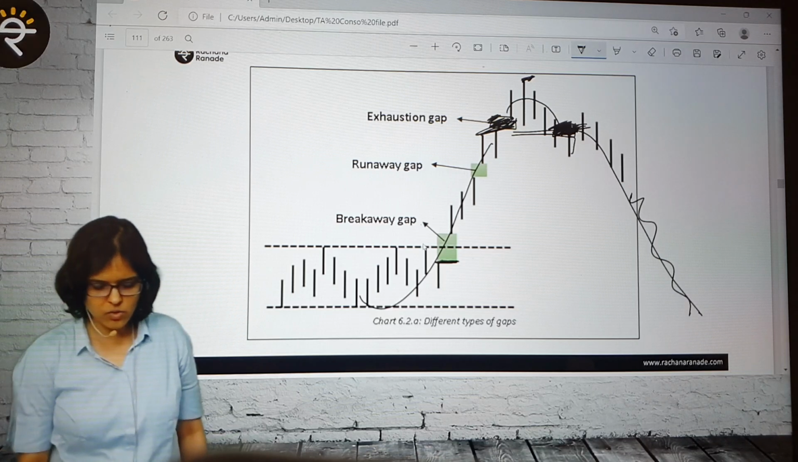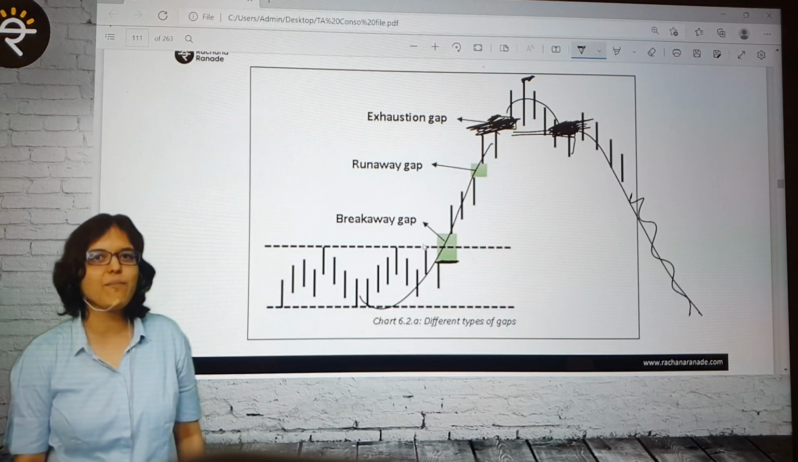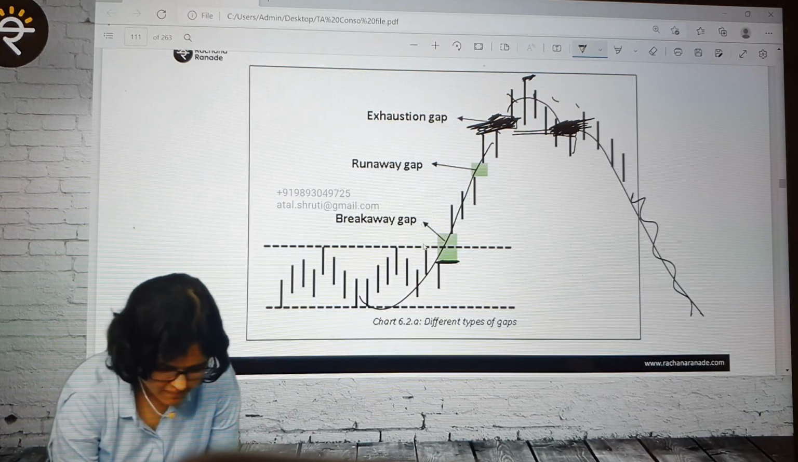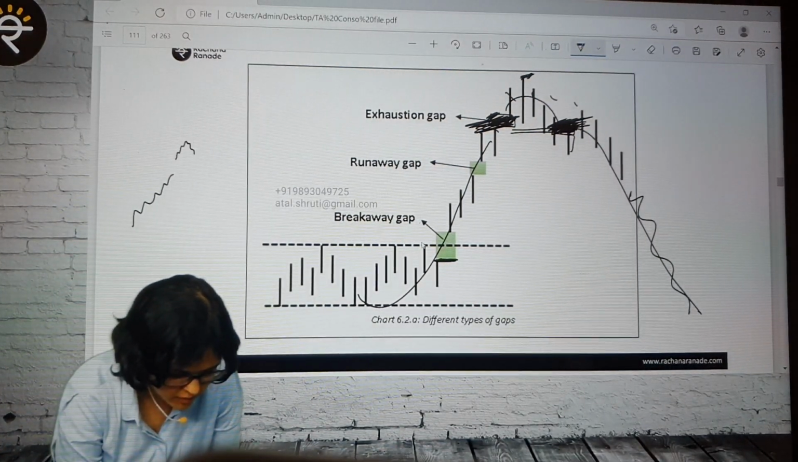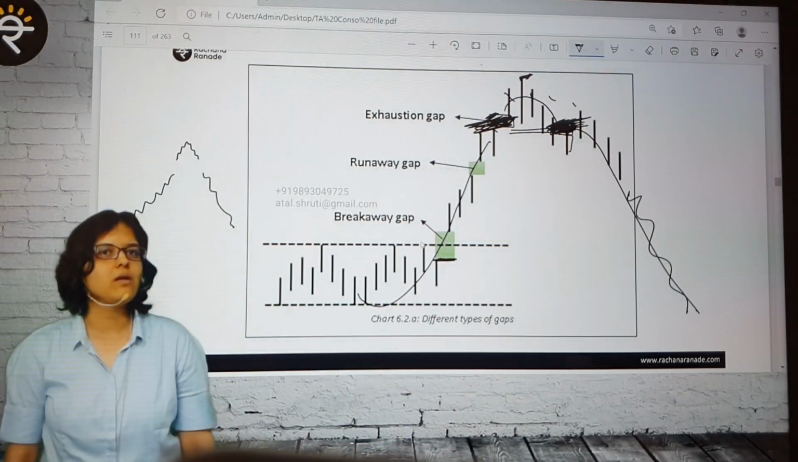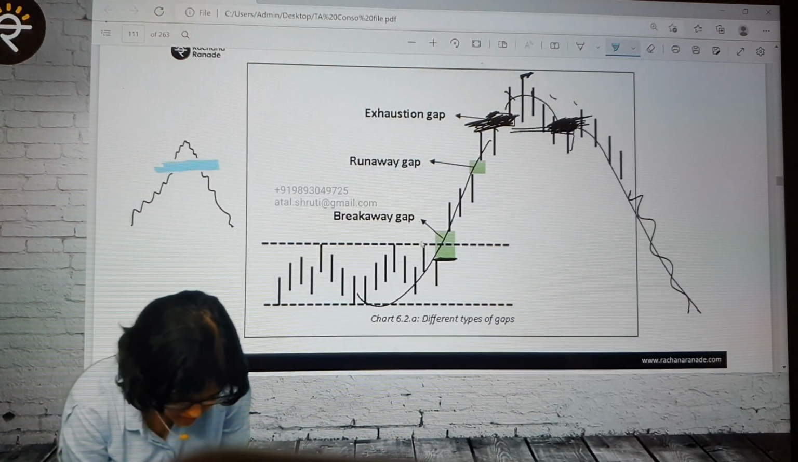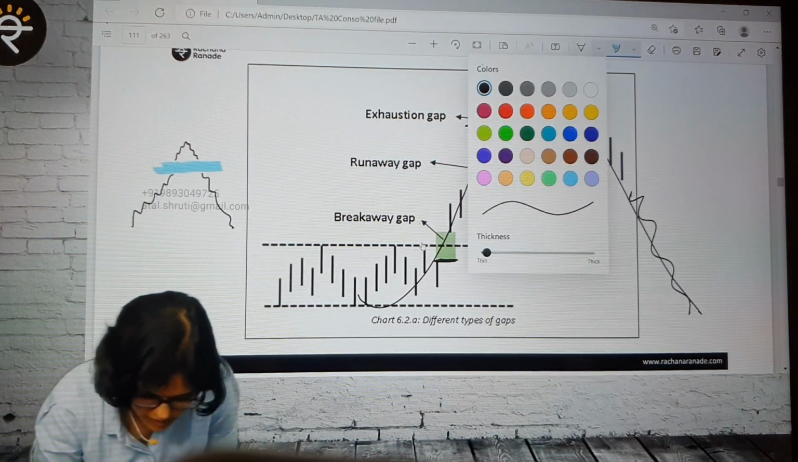Why island? There is no land here. Water. Gap. And there are candles here. That is what we call an island. So to draw it, 1, 2, 3, 4. Take some example. Now can you visualize this? Here you can see water, no land in between. And that is why we call this an island top.